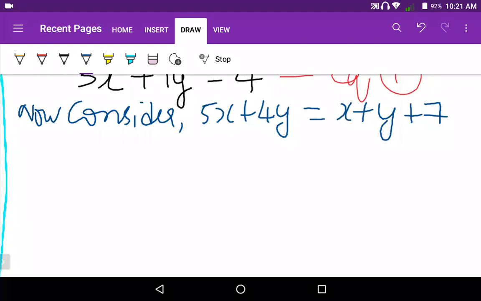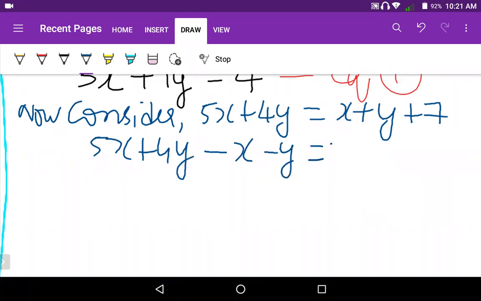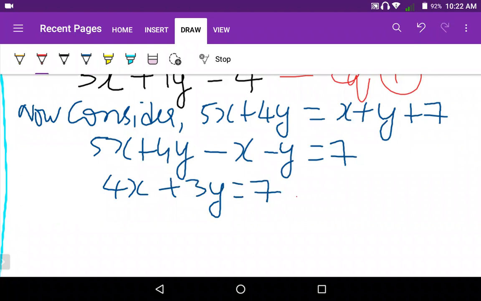Now what we will do is, 5x plus 4y, I'm going to get x and y to the other side. So it's going to become minus x minus y is equal to 7. So 5x minus 1x will give me 4x, and 4y minus 1y will give me plus 3y is equal to 7. So this is going to be your equation 2. Now we have equation 1 and equation 2. So let us solve it simultaneously.